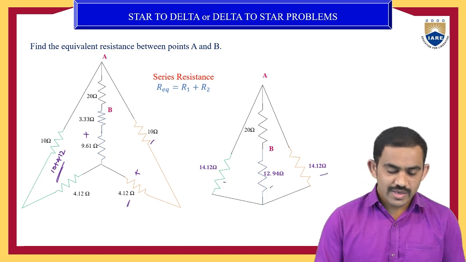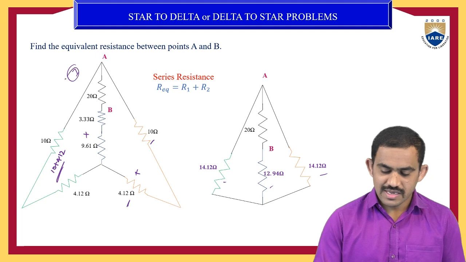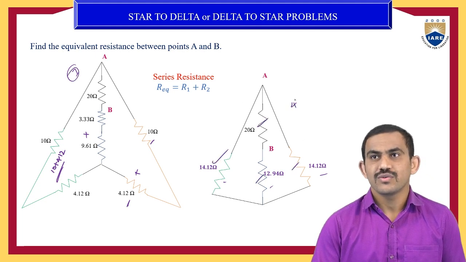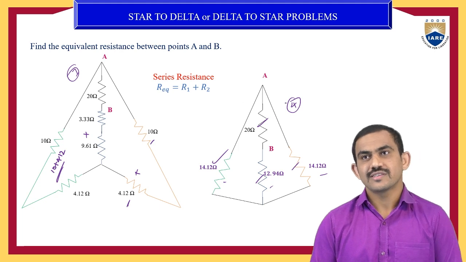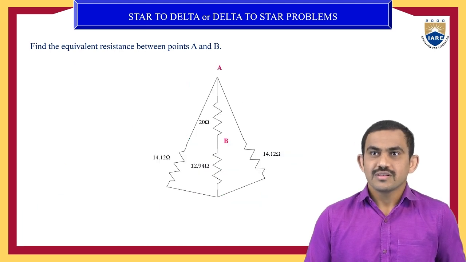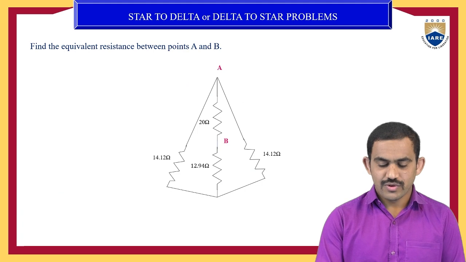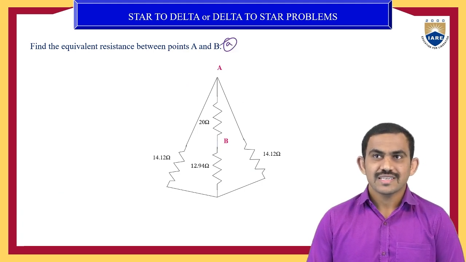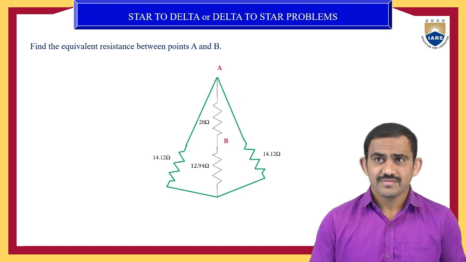So here how many resistors do we have? 7 resistors, but here 1, 2, 3, 4. We have only 4 resistors. So 7 are converted to 4 resistors. Now this is your main circuit. So how many resistors do we have? 4 resistors we have. In this circuit, any series and parallel? Just observe.